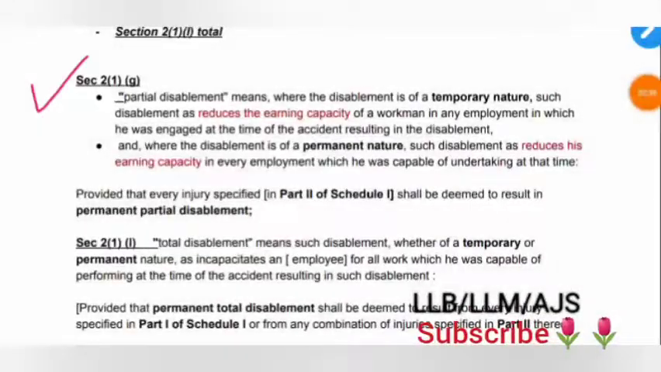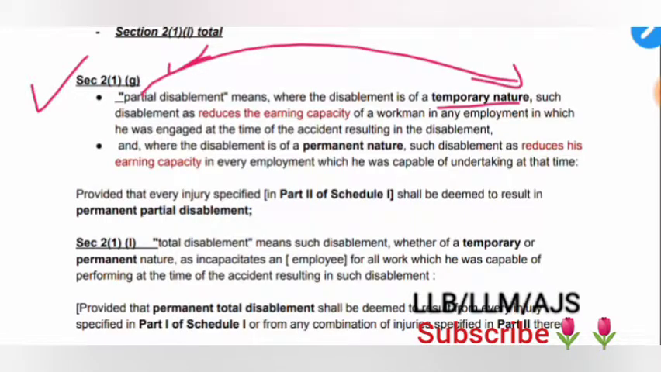These are the provisions of the Act. Section 2(1)(g) provides the definition of partial disablement. Partial disablement means, where the disablement is of a temporary nature, such disablement as reduces the earning capacity of a workman in any employment in which he was engaged at the time of the accident, resulting in the disablement. So it is partial, first of all, not total, and again it is just temporary for a limited period of time, not permanent. And where the disablement is of permanent nature, so there may be permanent partial disablement as well.